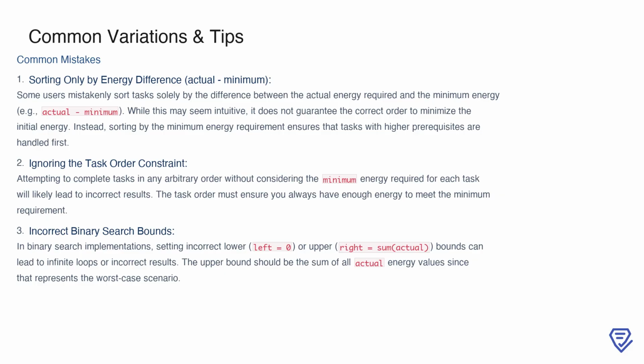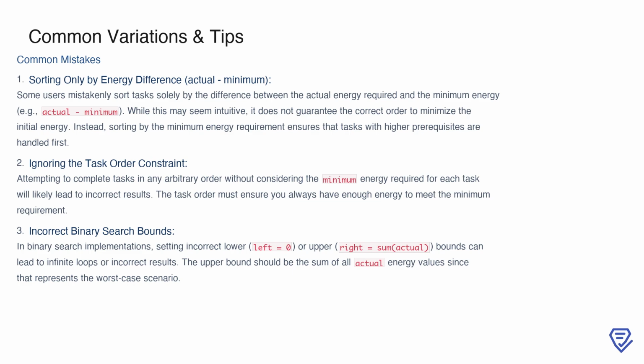First, sorting tasks solely by the difference between the actual energy and the minimum required energy may seem logical at first glance, but it doesn't guarantee optimal results. This is because it doesn't account for the sequence in which tasks must be performed to minimize the initial energy. Instead, sorting by the minimum energy requirement ensures that tasks with higher prerequisites are prioritized appropriately.